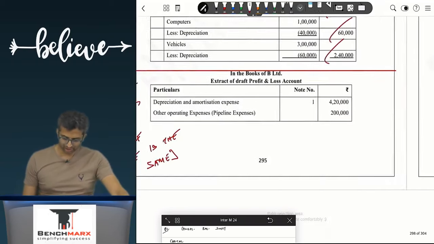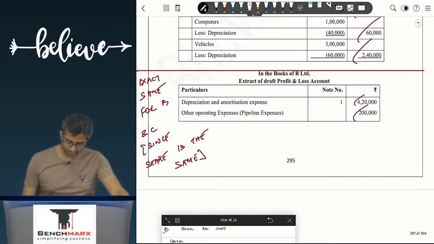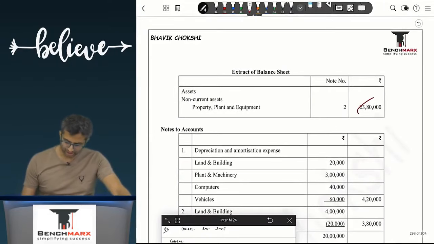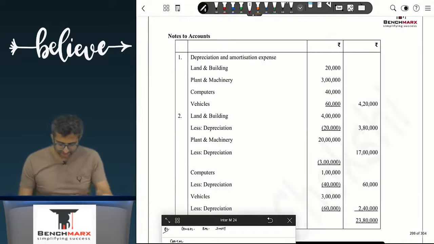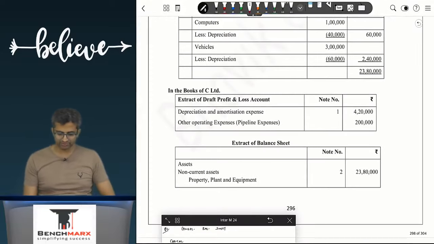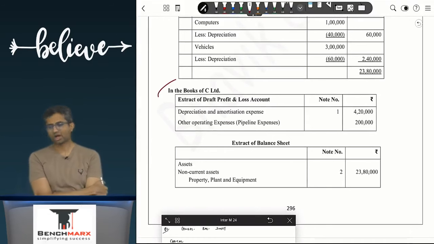Are we clear with this? Look, here 4,20,000, again 2,00,000, 23,80,000 of assets, and you have the same thing. So you can even skip reading this entire part. That same applies even for C. If you go to C, same. Are we clear with this?